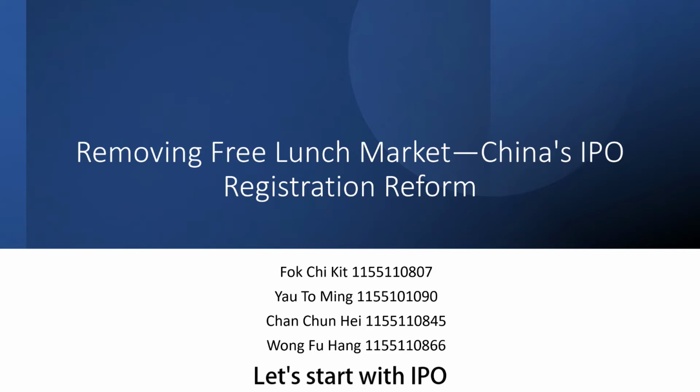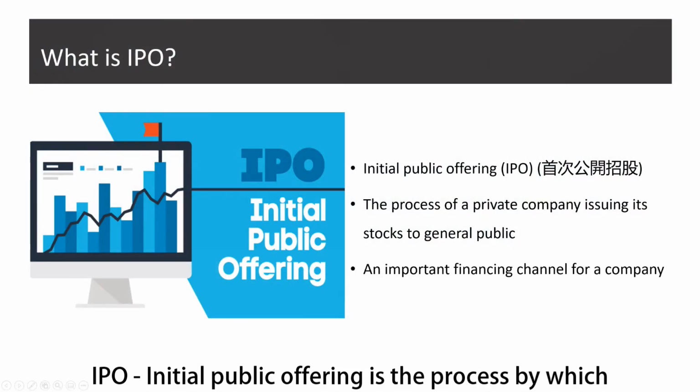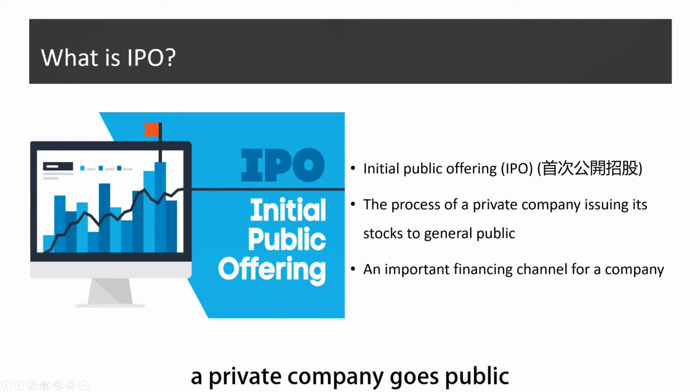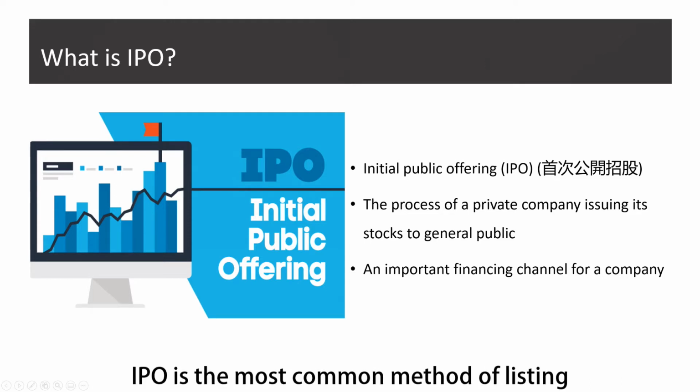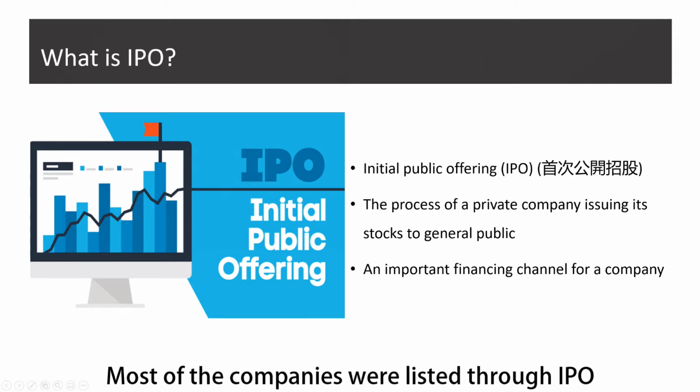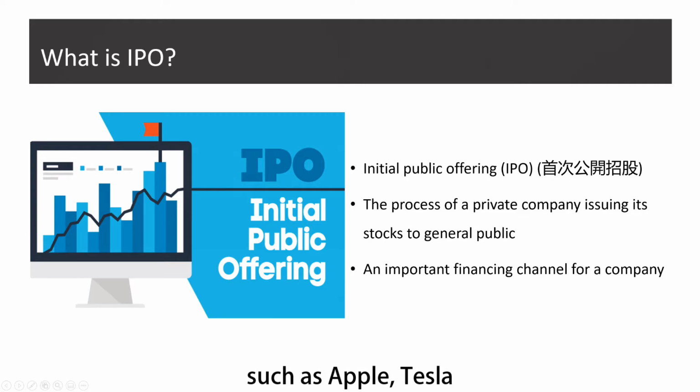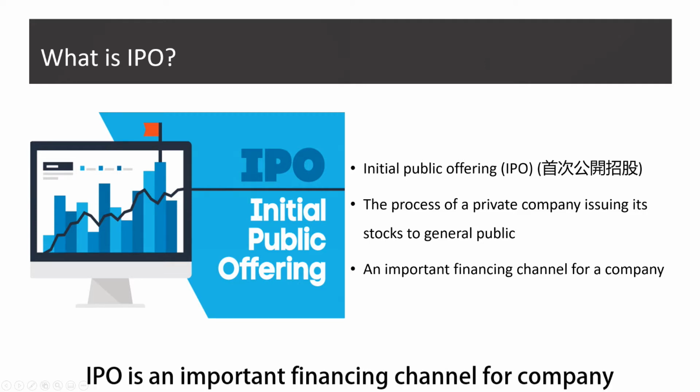Let's start with IPO. IPO, initial public offering, is the process by which a private company goes public by selling its stocks to the general public. IPO is the most common method of listing. Most of the companies were listed through IPO, such as Apple and Tesla. IPO is an important financing channel for companies.